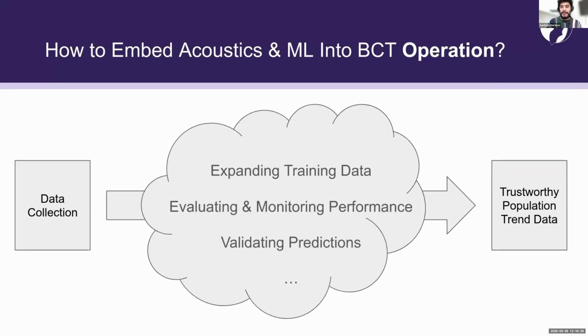So there are a couple of actions that we have thought about in order to improve the trustworthiness of the data that we produce. So first of all, of course, is improving the models that we already have, incrementally improving them, which means expanding the training data. Second of all, a really important aspect of making sure that our population trend data based on this acoustic information is actually precise is doing a thorough evaluation of the performance of these models.